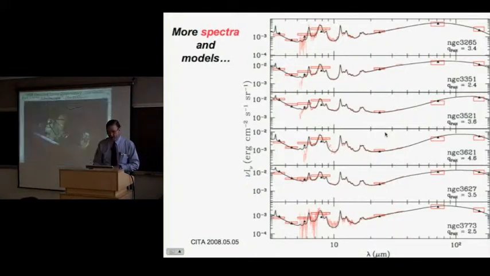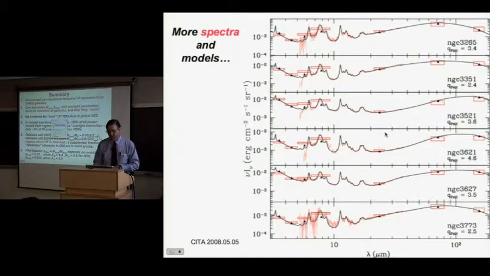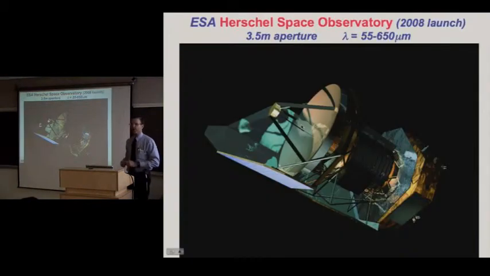Okay, so I think I better wrap this up here. Let me just close on the previous slide. The future is going to be Herschel. Herschel, we hope, is going to fly at the end of this year. And what's it going to do for us? Well, it's going to cover some of the same wavelengths. It's going to overlap in wavelength with Spitzer. It's going to go from 55 to 650 microns.